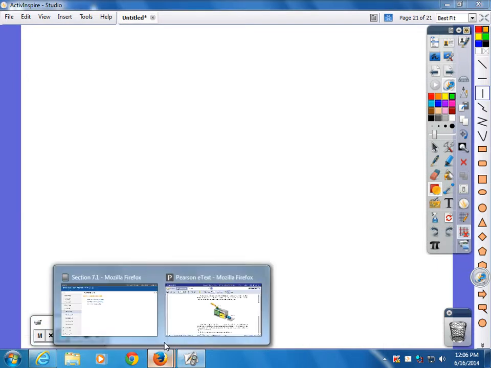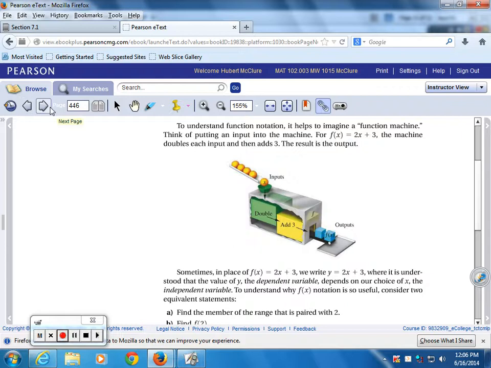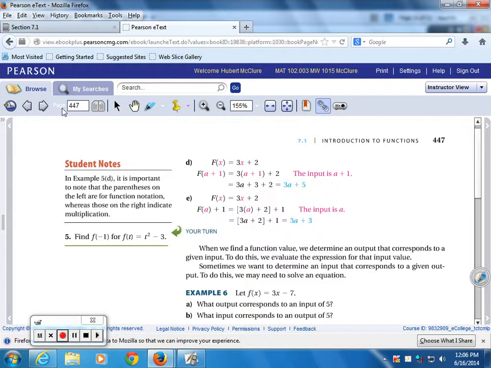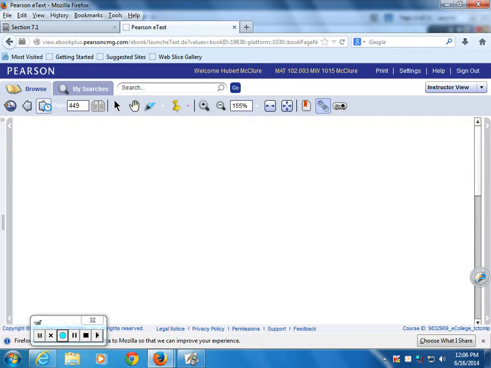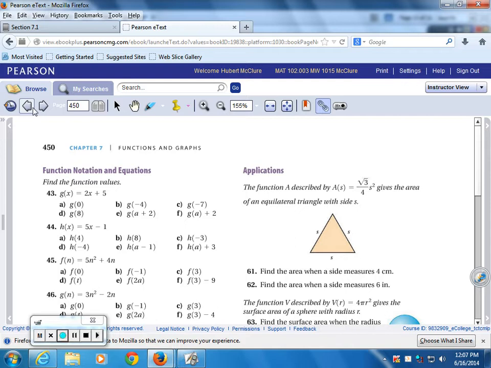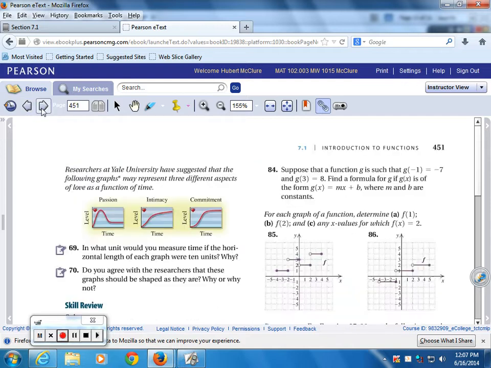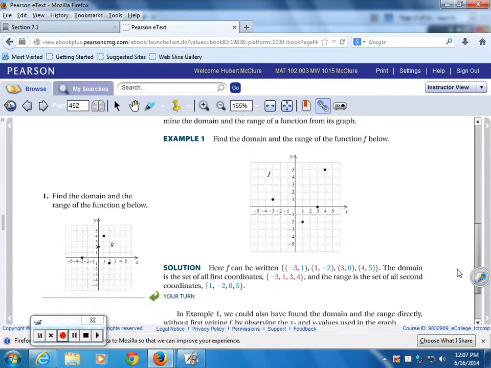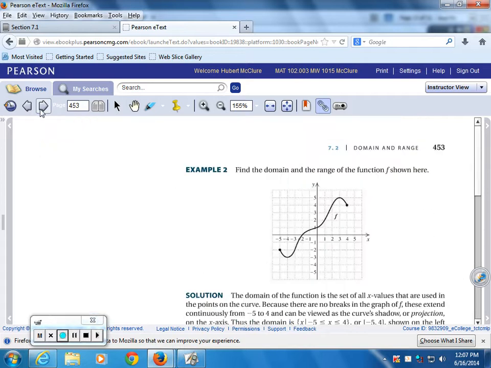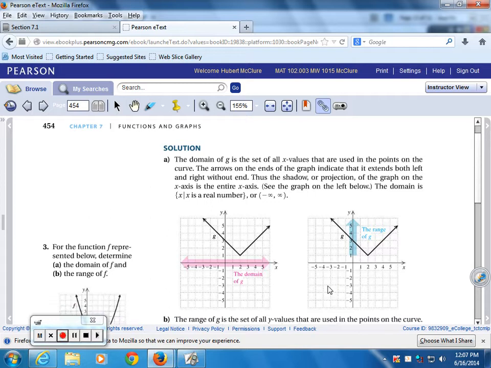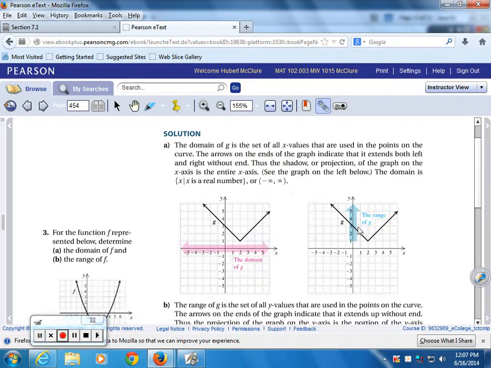Now let's look at the next couple of sections, because that's basically 7.1. Don't forget roll call. I know. 7.2, domain and range. Let's look at a couple of their questions. Look at there. They use highlights too.